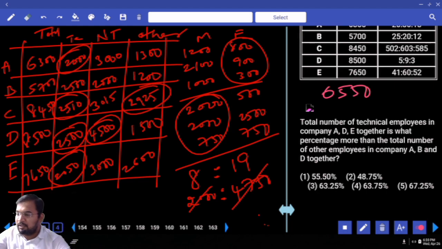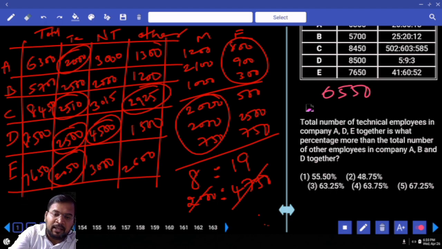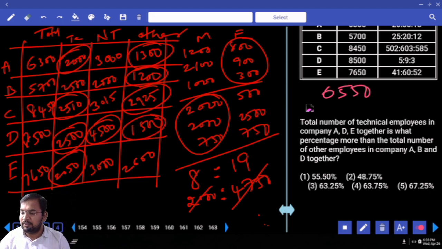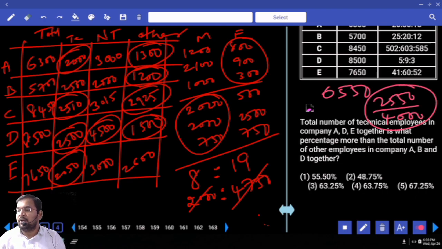6550 is what percentage more than the total number of other employees in company ABD? So 2500, 4000, compared with 4000. How much more? 2550. All of it clear? In the 4 table, 25 goes 6 times. Our answer is very close to 60.